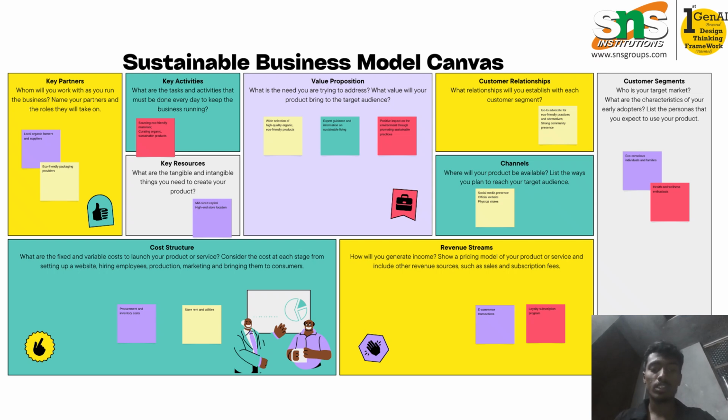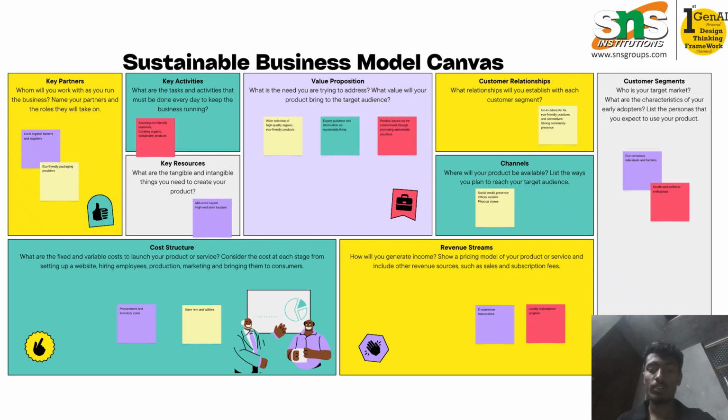Next, cost structure. What are the fixed and variable costs to launch your product or service? Consider the cost at each stage, from setting up a website, hiring employees, production, marketing, and bringing them to customers to our business model canvas. This defines all costs incurred to operate the business model, including fixed and variable costs at each stage.